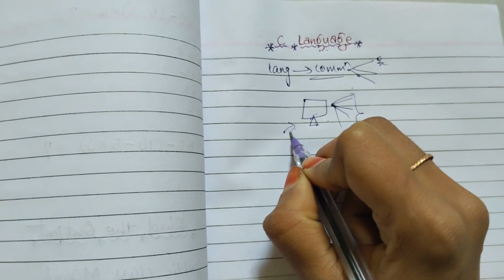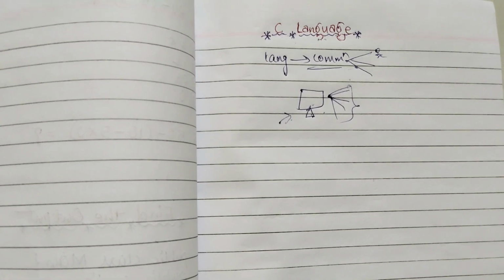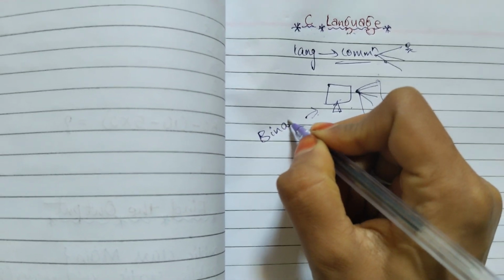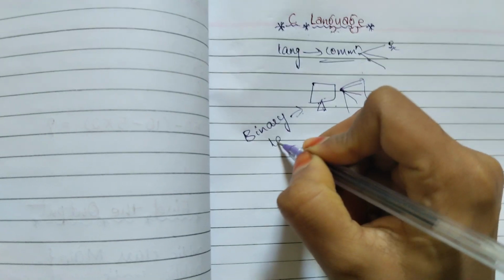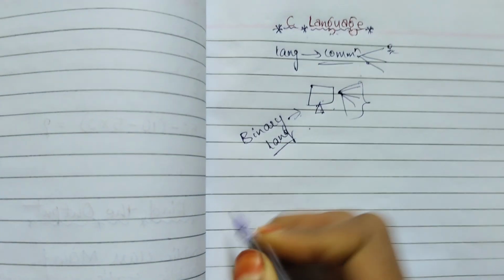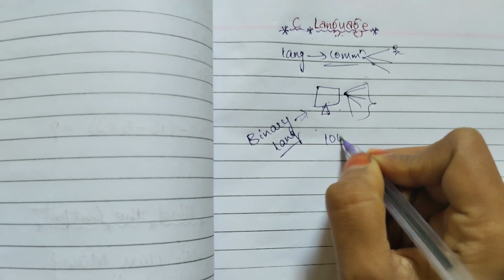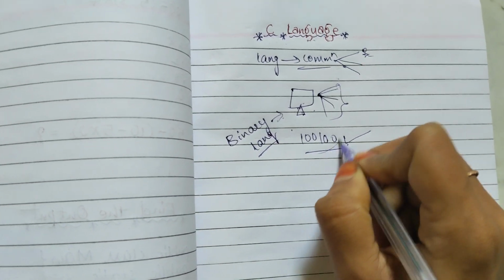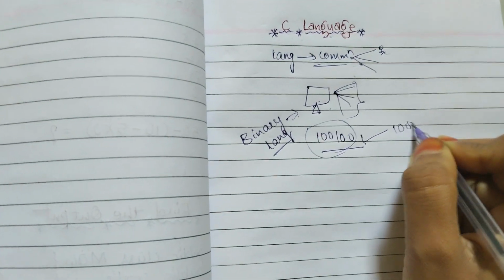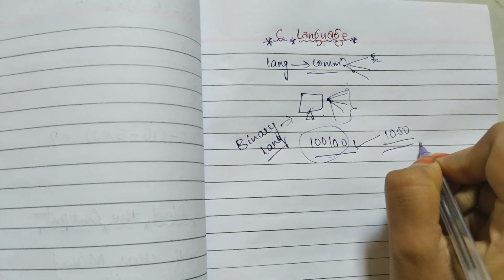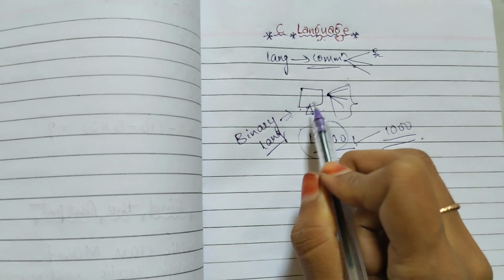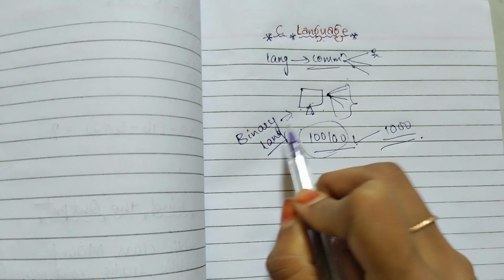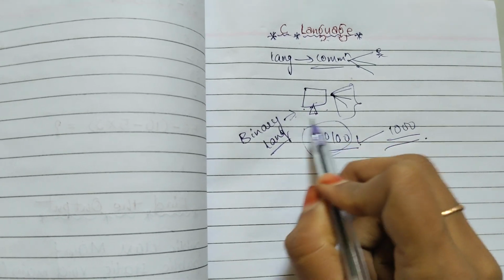But here is the problem. The computer understands only binary language, but you don't understand what binary language is. Binary language is like 100100, the ones and zeros. That is called binary language. The computer will understand only binary language. It doesn't understand your common language. That is the problem. Then how do we communicate with the computer?